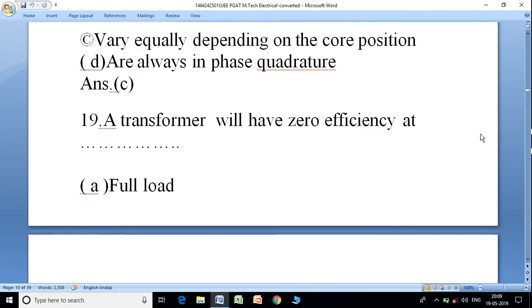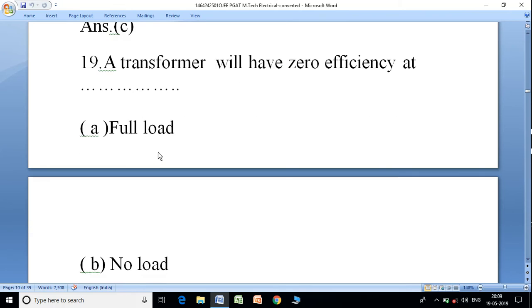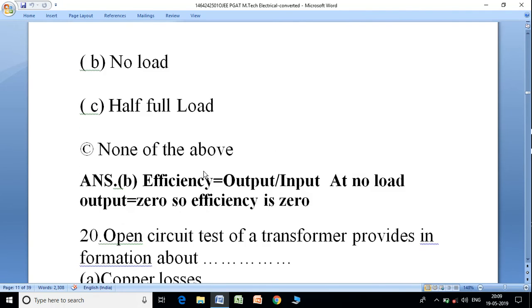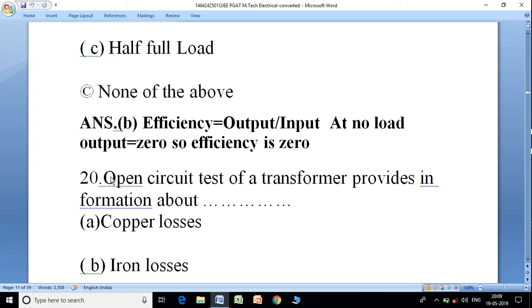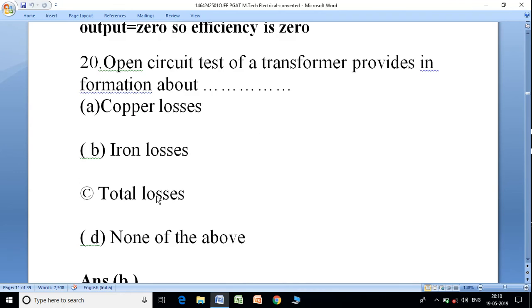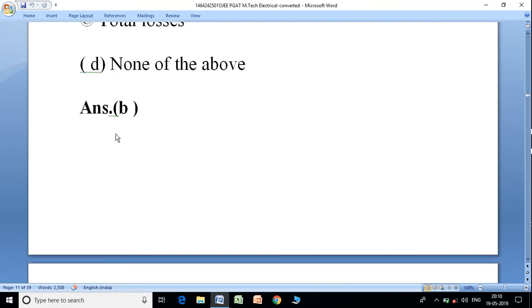A transformer will have zero efficiency at full load, no load. So at no load it will be zero efficiency, because efficiency is equal to output by input. At no load condition, the output is equal to zero, so efficiency will be zero. Next, the open circuit test of a transformer provides information about copper loss, iron loss, total loss, or none of them. So it provides information about the iron losses or magnetic losses or no load losses. So answer B is the correct answer.